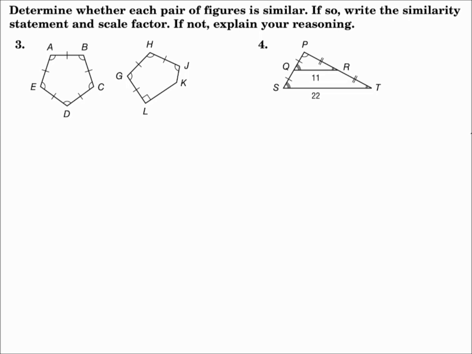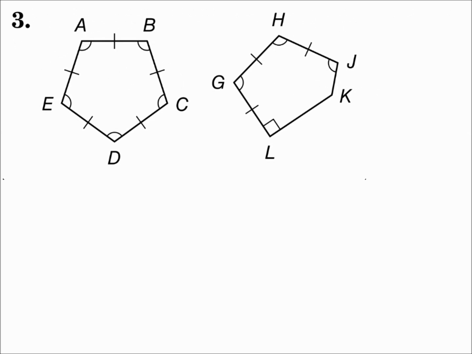Determine whether each pair of figures is similar. If so, write the similarity statement and scale factor. If not, explain your reasoning. Number 3. So let's check the angle pairs first to see if they're congruent. Then we'll check the side pairs to see if they're proportional.